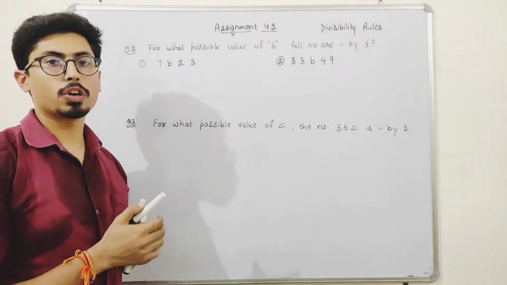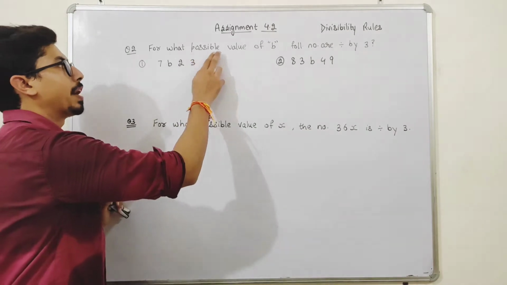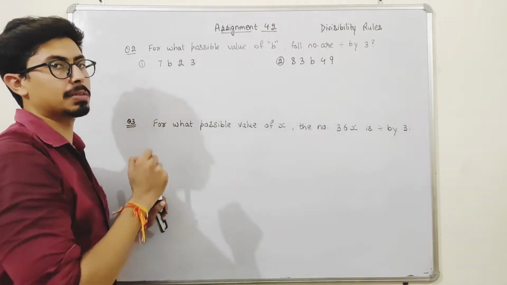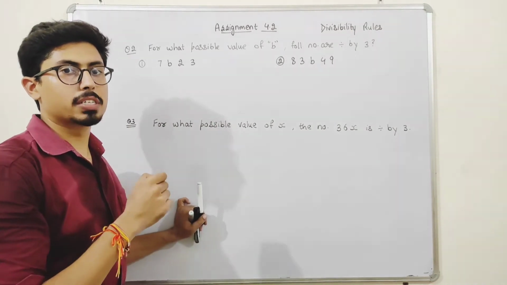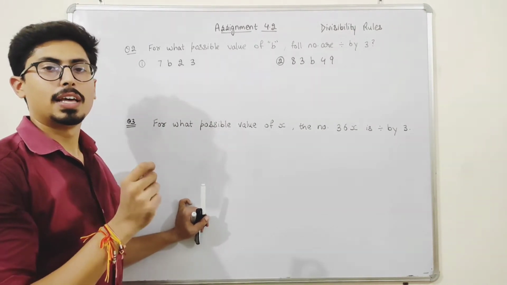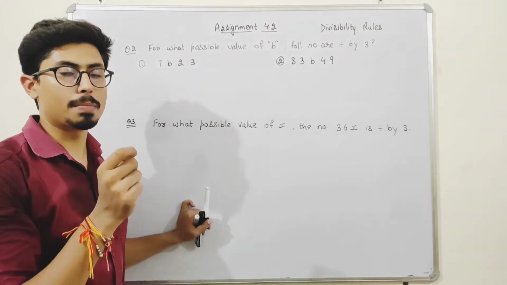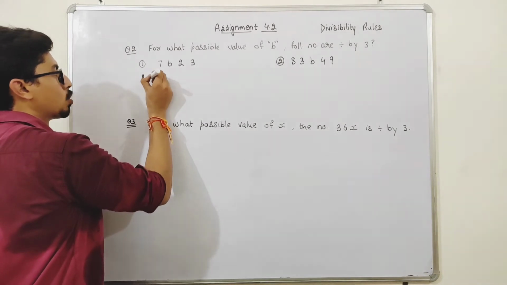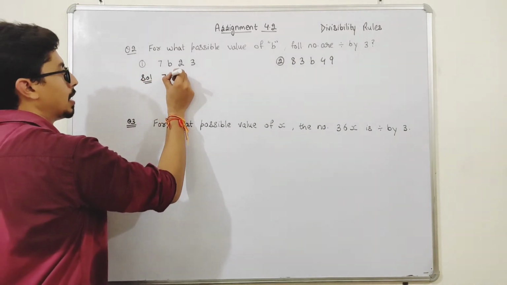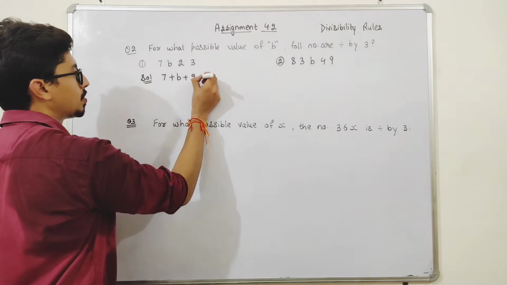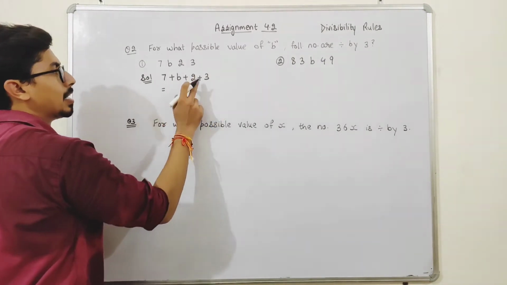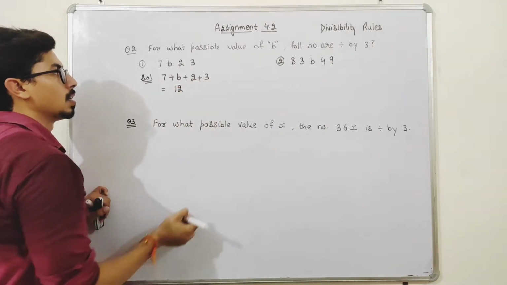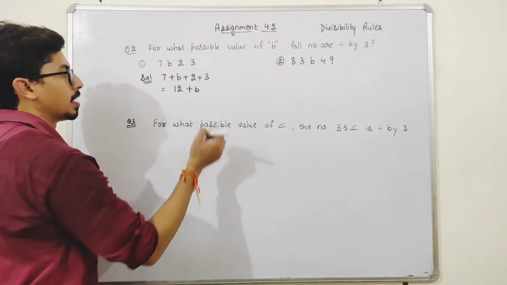Okay, moving forward to question number 2. We have to find out the possible values of b for which this number will be divisible by 3. We already discussed the number is divisible by 3 when the sum of its digits is divisible by 3. So students, first of all, just take 7 plus b plus 2 plus 3. See, 2 and 3 is 5, 5 and 7 is 12, plus b as it is.